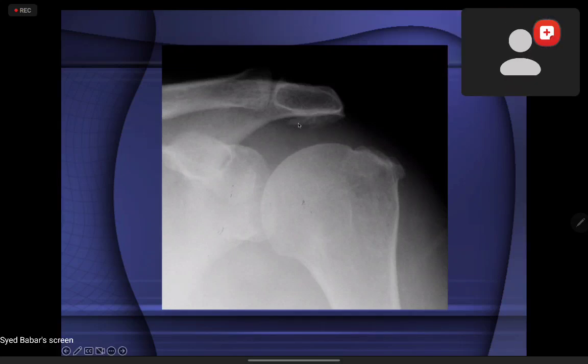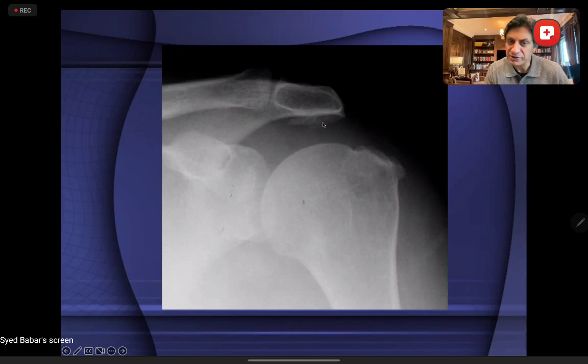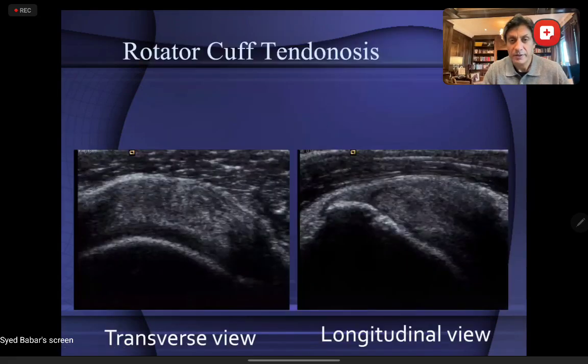Yes, sir. The only thing is there is a bit of an osteophyte here on the undersurface, and there's also some ossification on the undersurface, which may cause symptoms, but who knows? Okay.